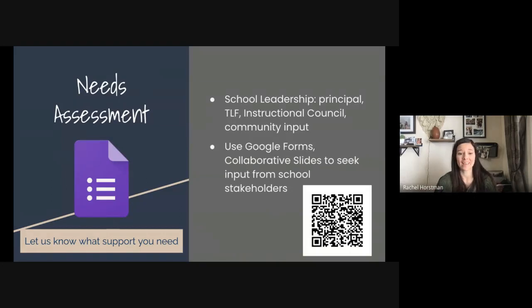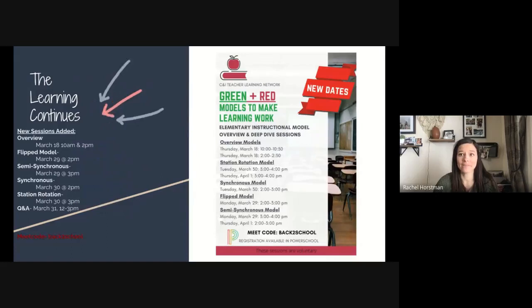So we've taken that information and scheduled additional deep dive sessions into each one of these models. And you'll notice that we have more dates for station rotation and semi-synchronous. That is a direct result of the feedback that we got in the needs assessment, because we heard teachers were more interested in those schedules, so we're going to provide more support around them. So we want to be your voice to be heard and for you to let us know what you need.